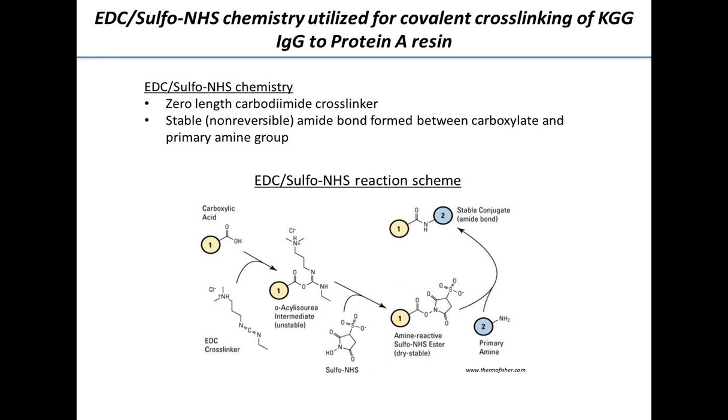And based on our early experiments with our simple platform, we chose to go ahead and utilize EDC sulfo-NHS chemistry for our covalent cross-linking experiments. So EDC is a zero-length carbodiimide cross-linker that in combination with sulfo-NHS forms a stable, non-reversible amide bond between a carboxylate and primary amine group. I'm showing you here the EDC sulfo-NHS reaction scheme whereby a carboxylic acid is conjugated through an amide bond to a primary amine.